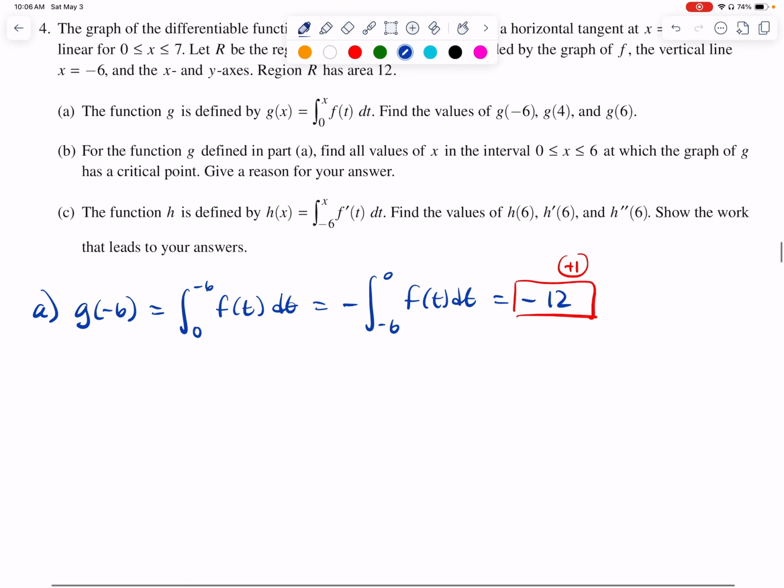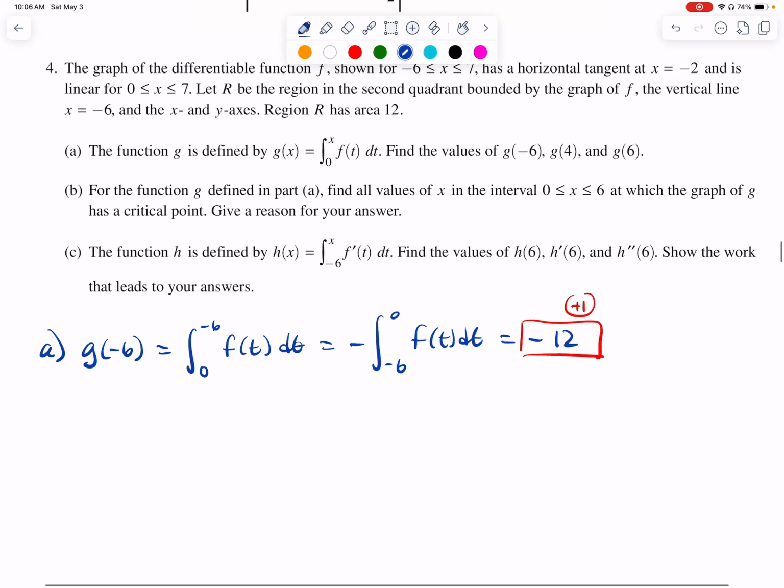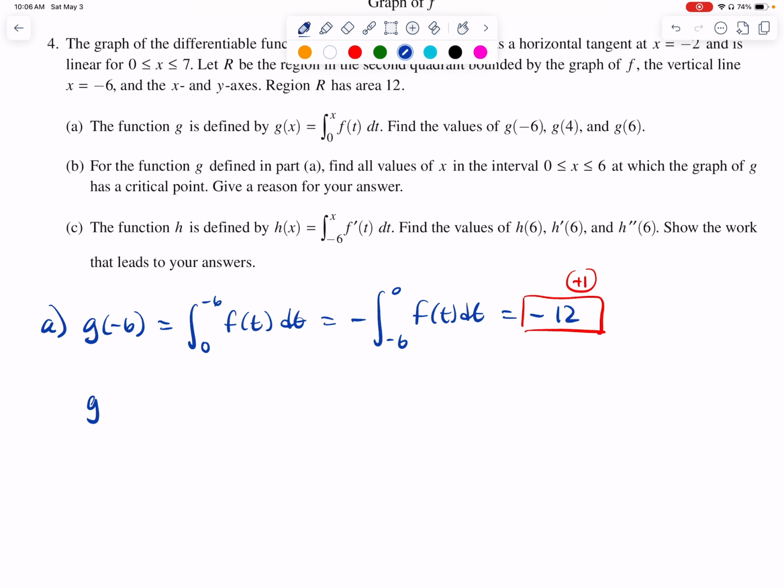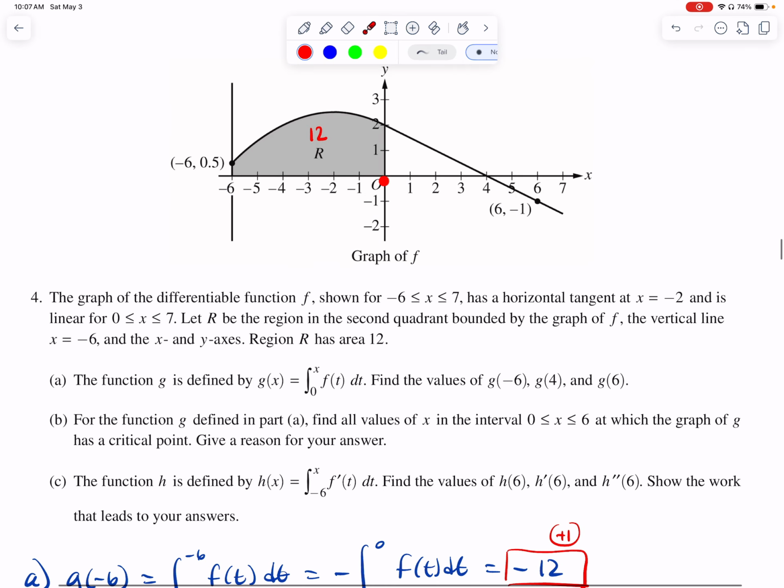Okay, and then the next one, g of 4, this one rather straightforward, 0 to 4, there's nothing to fix here. F of t dt, again, we're interpreting this as area from 0 to 4. So from 0 to 4, that is this little triangle region right here. I think you should get purple. All right, so this is a little triangle.